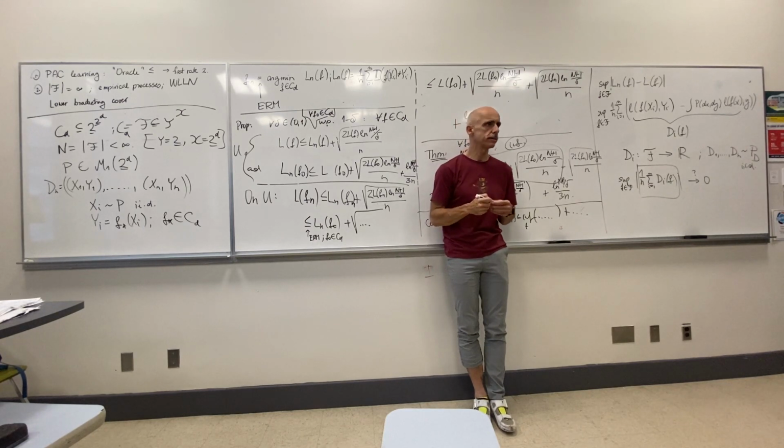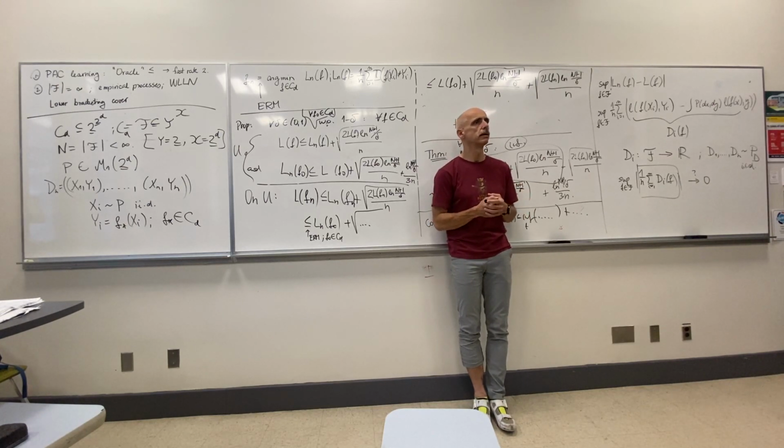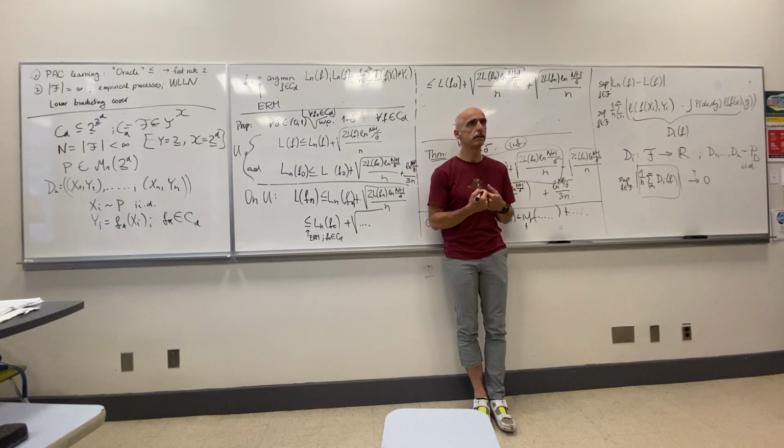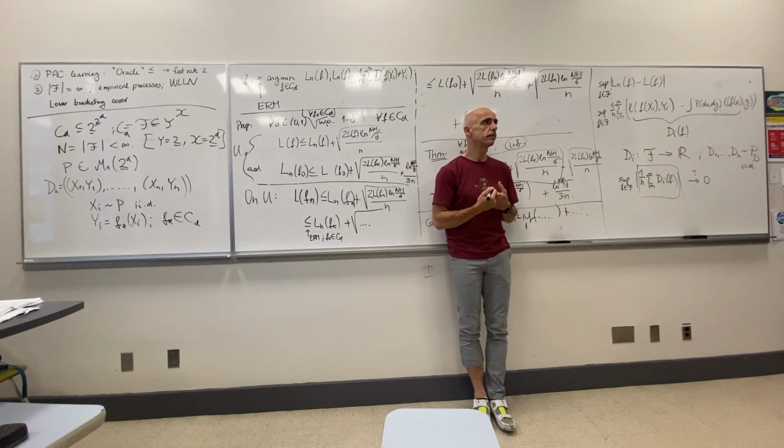Can you control this? We were controlling this by using Chernoff, multiplicative, additive, whatnot. And we were showing that where F was finite, then its size is, I don't know, square root of log of the number of functions in F divided by delta over n.